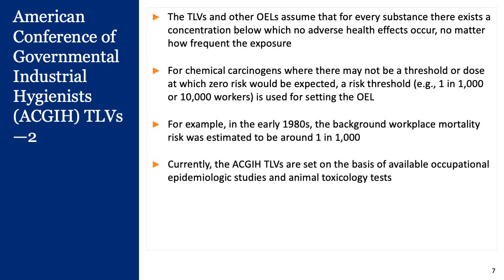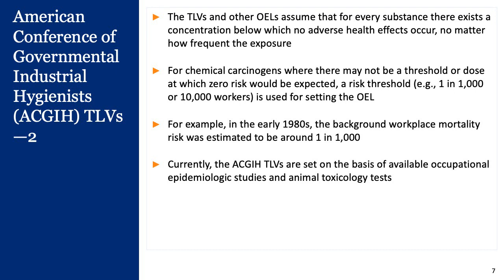But for carcinogens, there will not be a threshold, because for chemicals that act as carcinogens, even one molecule is sufficient to trigger the chain of events that could cause cancer eventually. So there is no threshold or a dose at which there is zero risk, but people have adopted a risk threshold, such as 1 in 1,000 or 1 in 10,000 for setting the exposure limit.